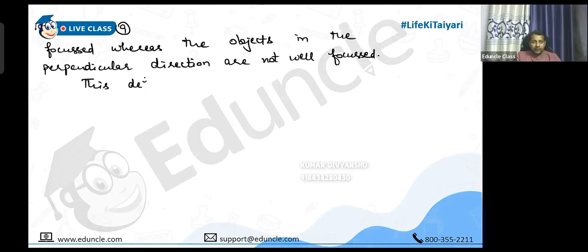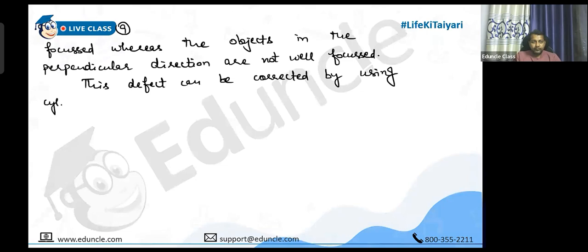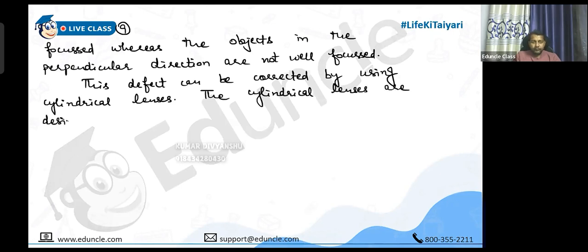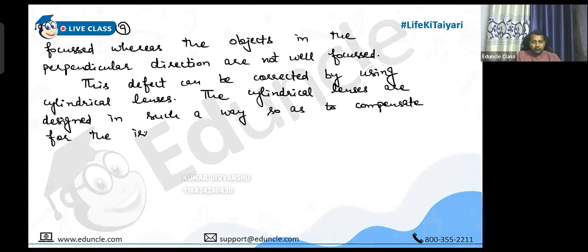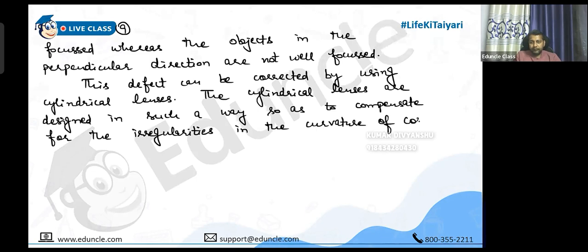And this defect can be corrected by using cylindrical lenses. And these cylindrical lenses correct irregularities in the curvature of the cornea.